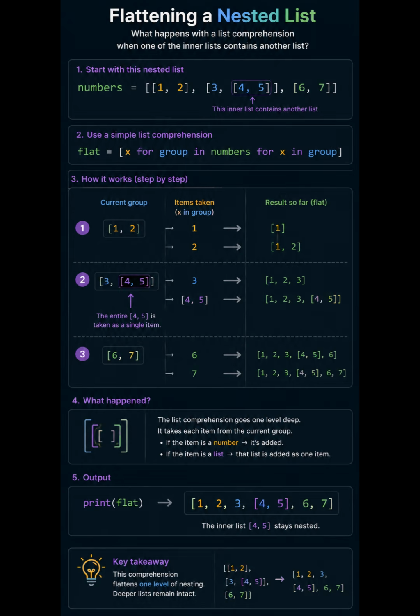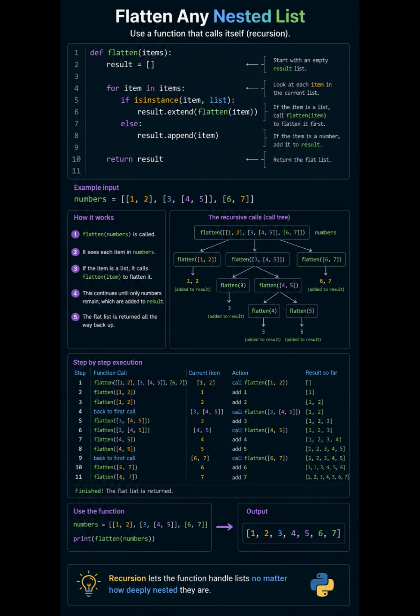Here is where things get interesting. What if the list isn't just nested one level? What if we have 1 and 2 as a group, 3 with 4 and 5 nested with it, and 6 and 7 as a group? Our previous list comprehension won't completely flatten this. When we use flat = [x for group in numbers for x in group], we still get a list hiding inside the list. When the nesting can go multiple levels deep, recursion is one way to solve it.